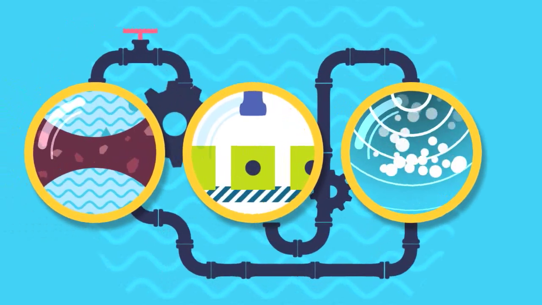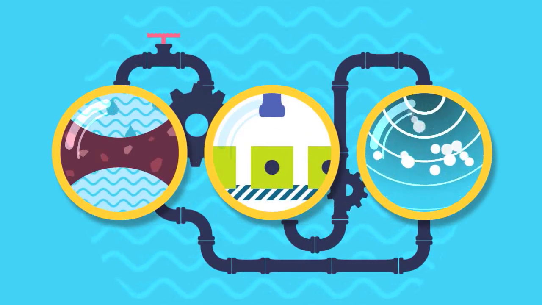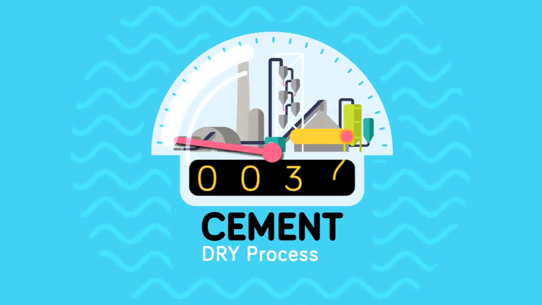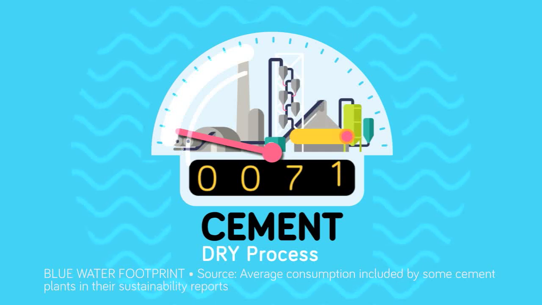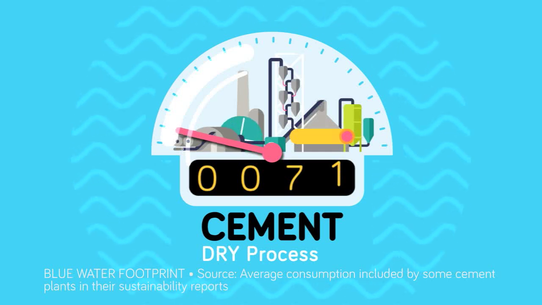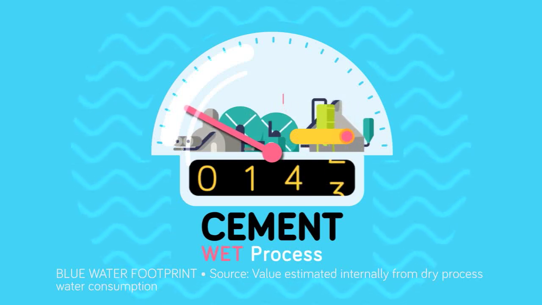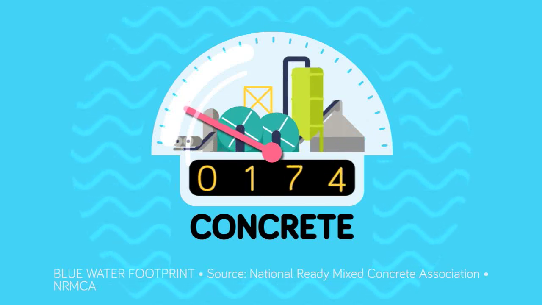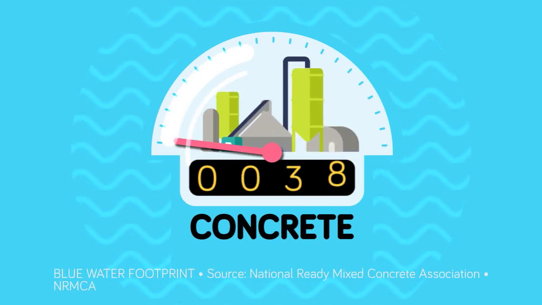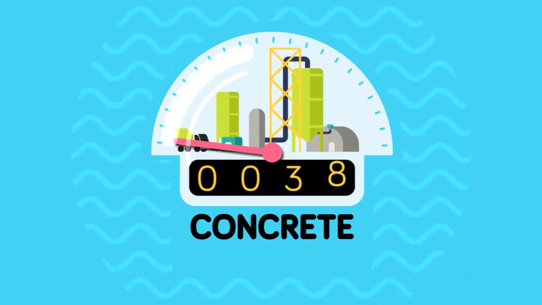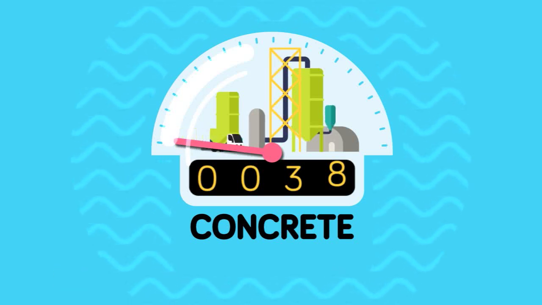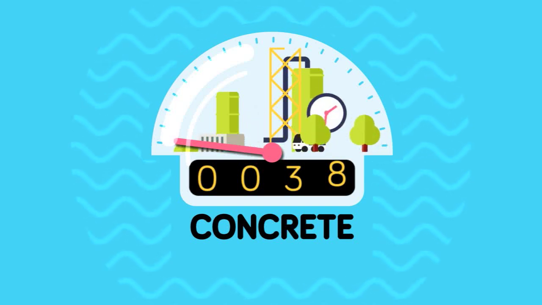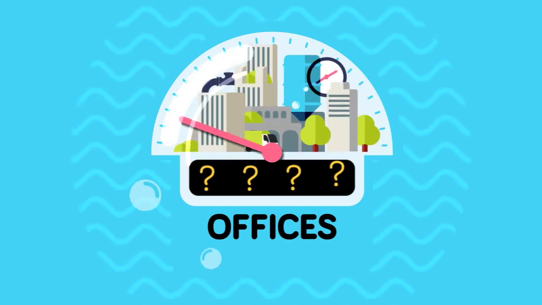This indicator allows us to calculate our own level of water consumption. For example, a dry process cement plant consumes approximately 71 gallons of water for every ton of product, while a wet process plant consumes nearly 212 gallons of water. A dry process concrete plant consumes approximately 38 gallons per cubic meter of product. Most of this is incorporated into the mix, and the remaining 34% is used in washing the mixer. And this is not counting the amount of water that we consume in our offices.